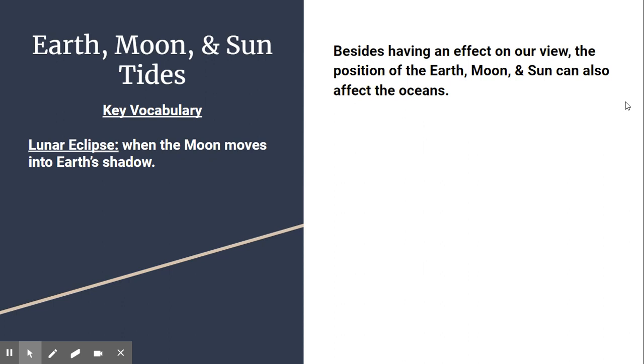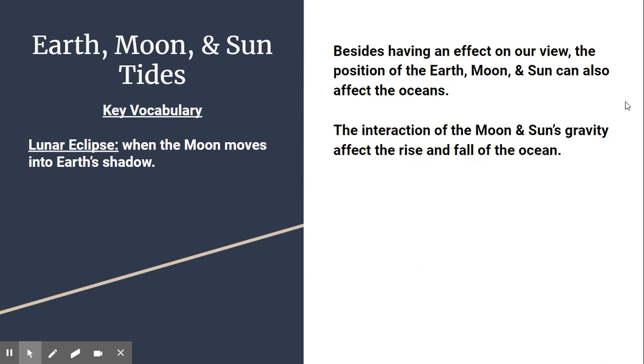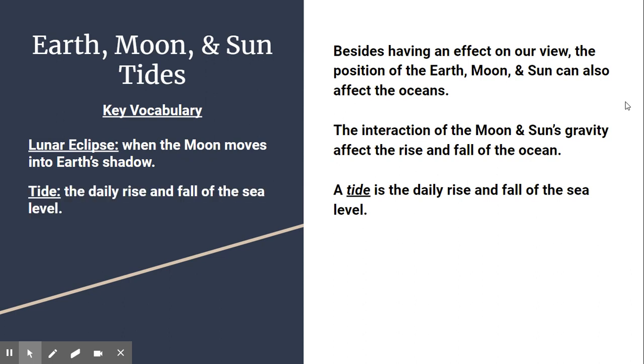Besides having the effect on the way objects appear, like the view of our sun or the view of our moon, Earth, moon, and sun can also affect the oceans. The interaction of the moon and sun's gravity affect the rise and fall of the ocean, or what we call a tide. A tide is defined as the daily rise and fall of the sea level.